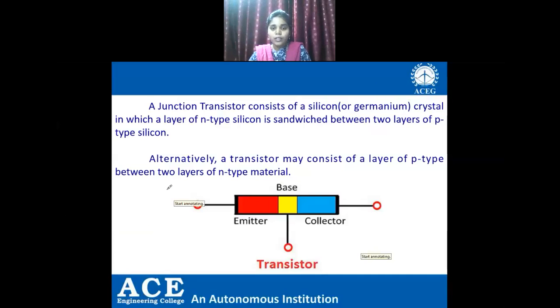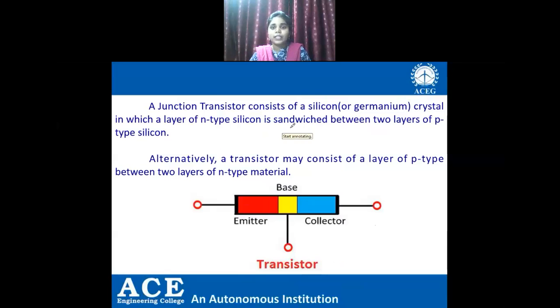Now, this is how a transistor is visualized. Here we can see an emitter terminal, a collector terminal and a base terminal. By this we can say a transistor is a three-terminal device, and it has emitter, base and collector. These are the three terminals of our transistor.